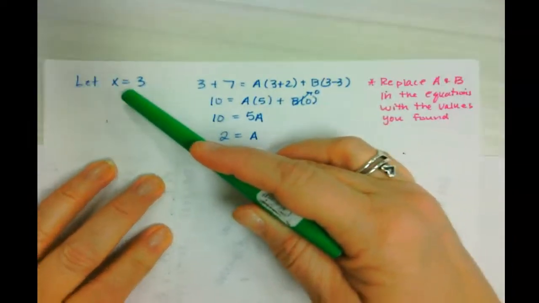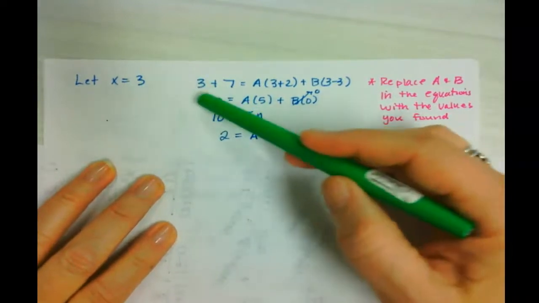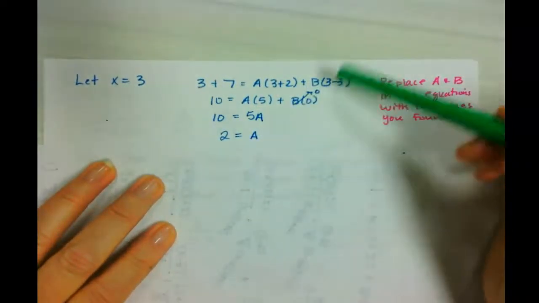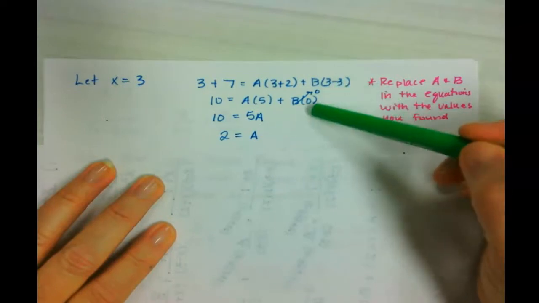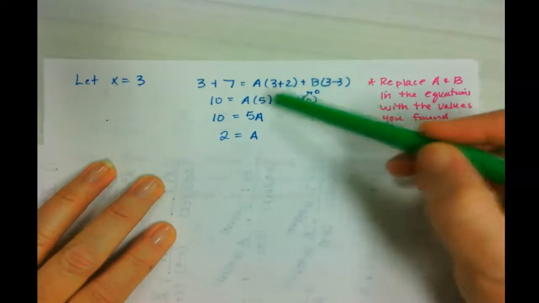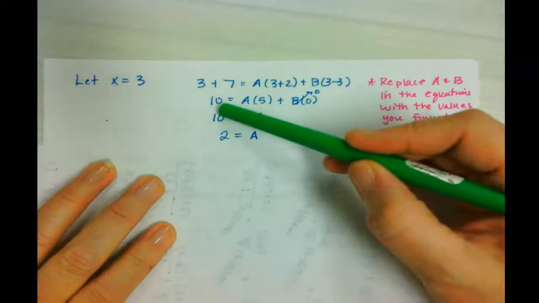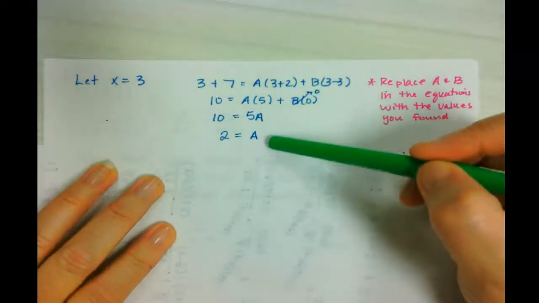So here we go. I'm going to plug in 3 for all the x's. So I have a 3 here, here, and here. And 3 minus 3 makes that 0. So b is going to zero out. I have 5a from this part and 10 from this part. So a equals 2. Do be careful, guys.